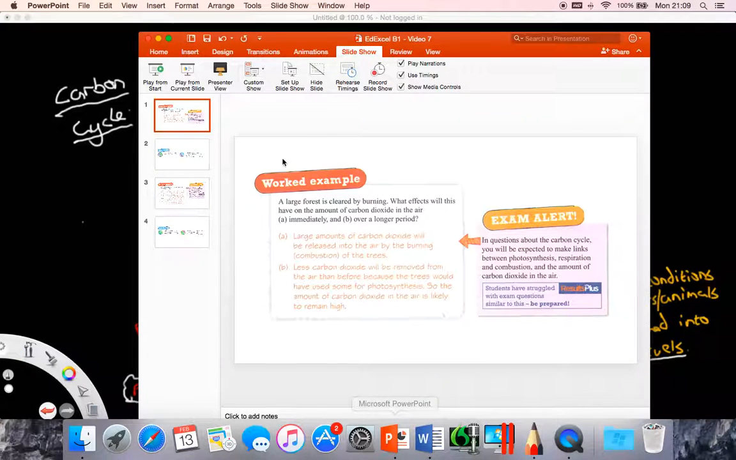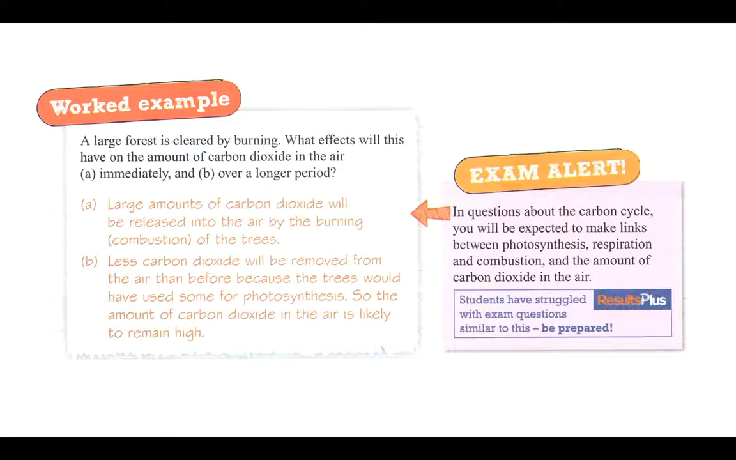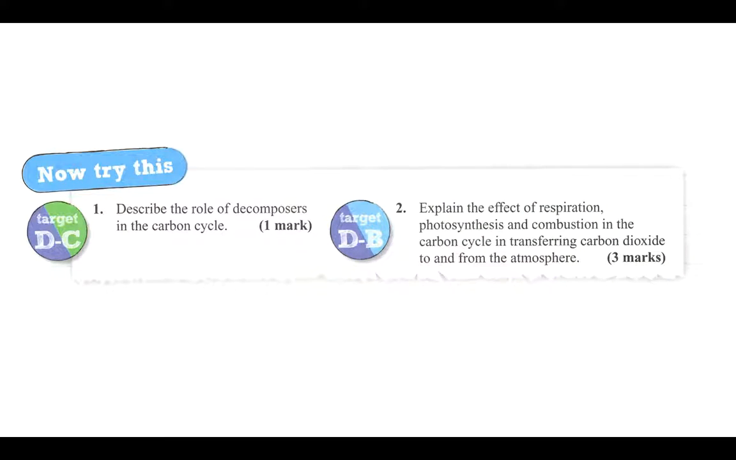Okay? So, before we move on, it says, exam alert. In questions about the carbon cycle, you will be expected to make links between photosynthesis, respiration and combustion and the amount of carbon dioxide in the air. And it says here that students have struggled with exam questions similar to this. So make sure you are confident with the carbon cycle. If you are not, please don't hesitate to come and see me around school. So if you'd like to pause the video, we can have a look at the answers to these questions in a moment.